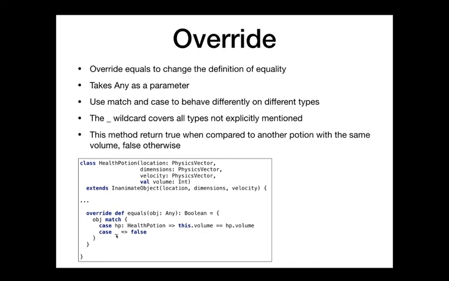And then the case underscore, that's a wild card, this is a catch-all. If it's anything else that wasn't caught in any of the other cases, so in this scenario, if it's not a health potion, just return false. We don't want to compare health potions to any other types. It has to be a health potion and the volume has to be the same. Otherwise, return false. Yep. So is using a match case statement not considered flow control?